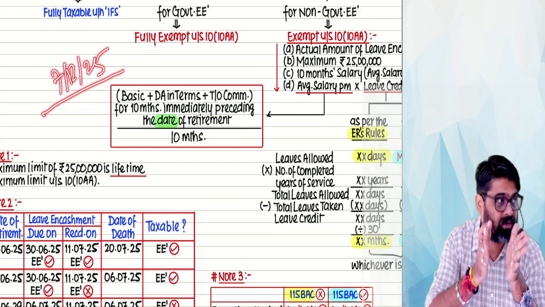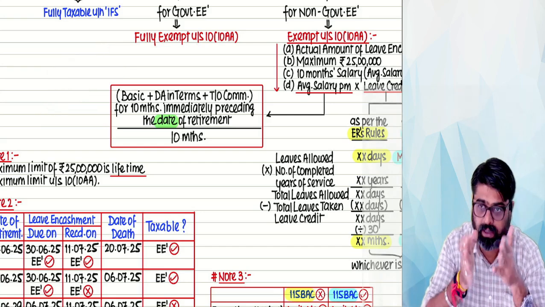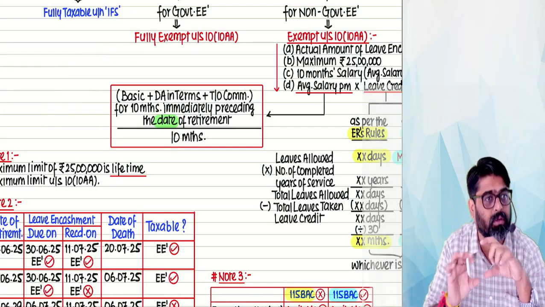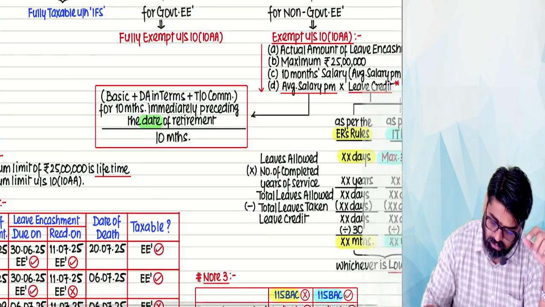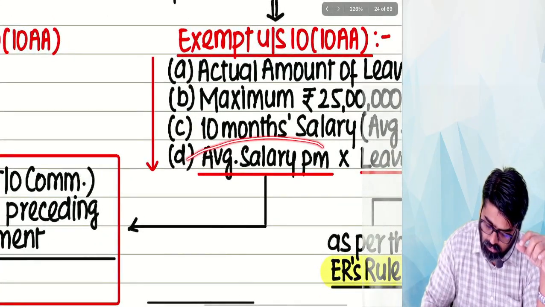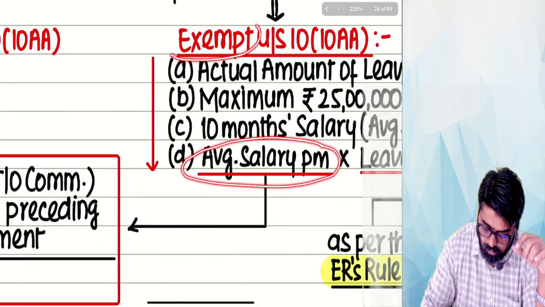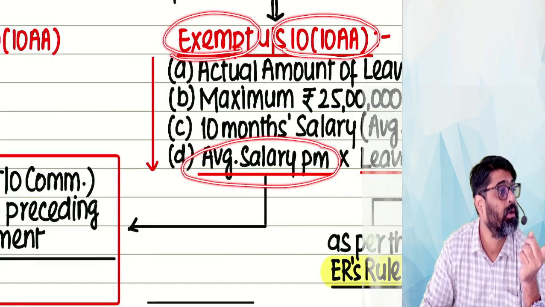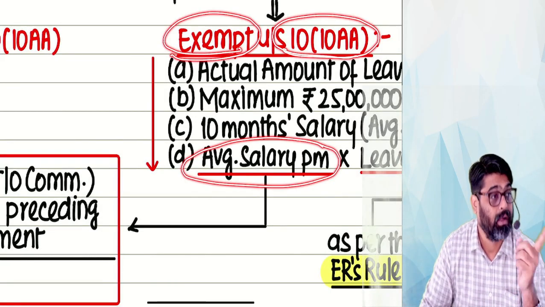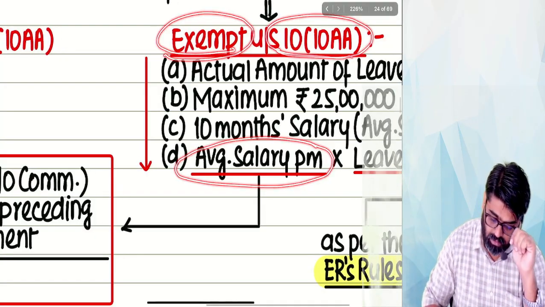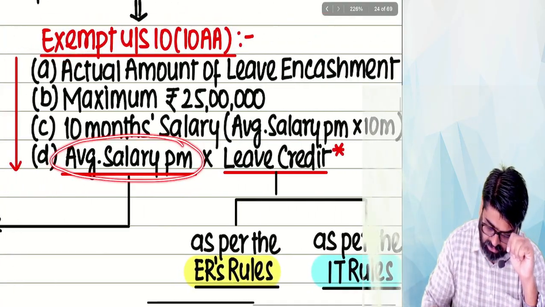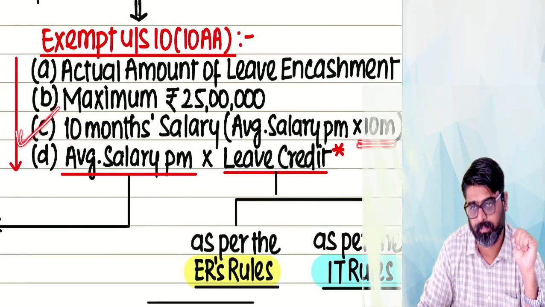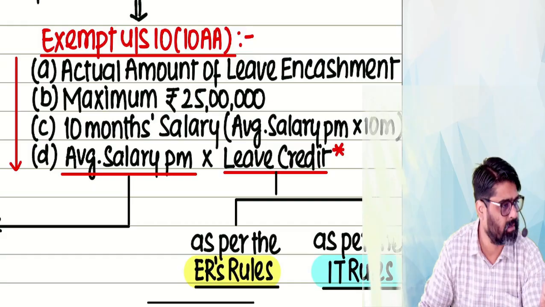Basic salary of 10 months, DA in terms of 10 months, and turnover commission of 10 months, divided by 10. Did you understand how to calculate this average salary for exemption under section 10(10AA) for your leave encashment? Now you are supposed to use this average salary multiplied by 10, and you will get limit C. Yes or no? That is 10 months salary.